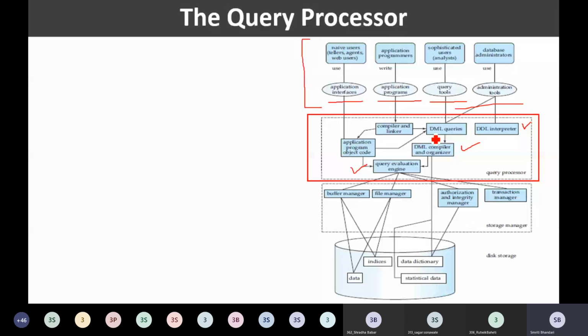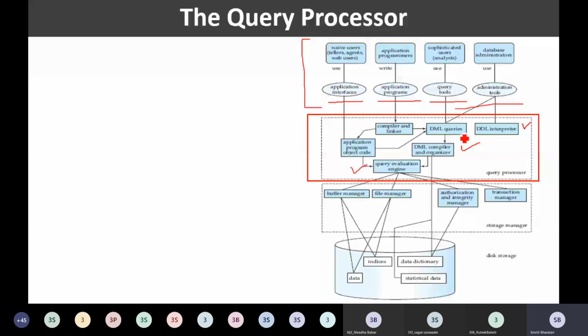So we have the DDL constructs, which are meant to create the schemas, and these DDL statements are typically used by the database administrators to create the database schemas. Next, the DML statements are used by many different users. But ultimately, what needs to be done?